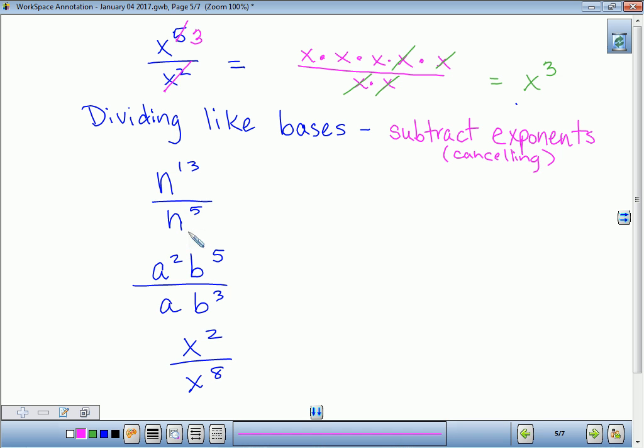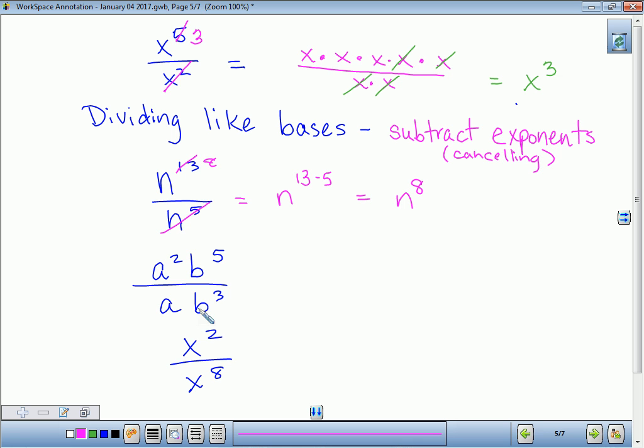So here we have division. So if I thought of it as subtraction, I have the like bases, so I can do 13 minus 5. So what does that leave me with? 8. Okay, or if I thought of it as canceling, these 5 n's cancel with 5 of these and leave me 8. Either way, same thing.